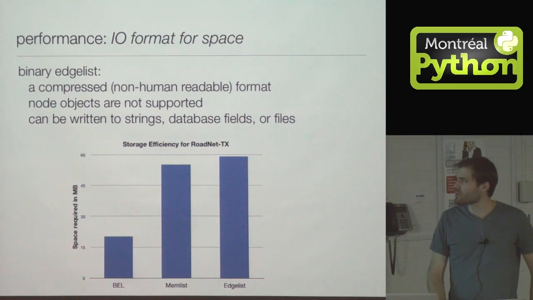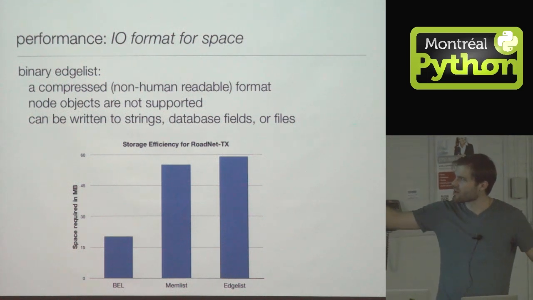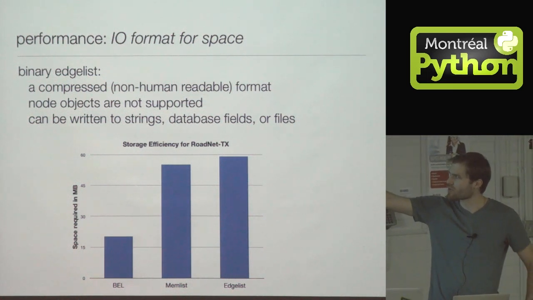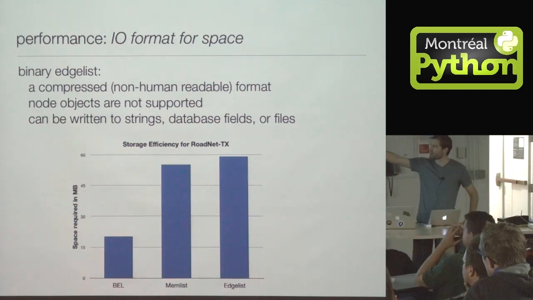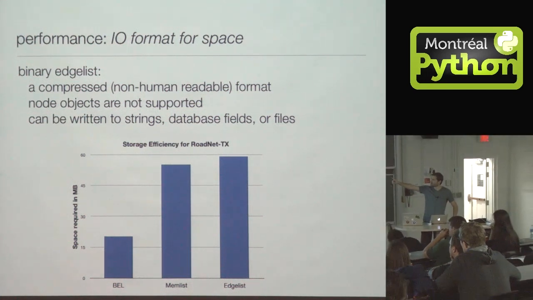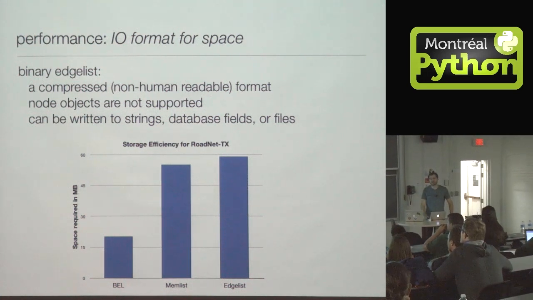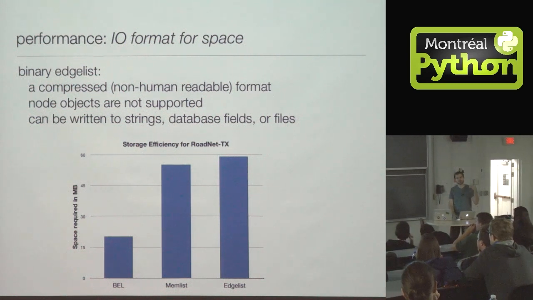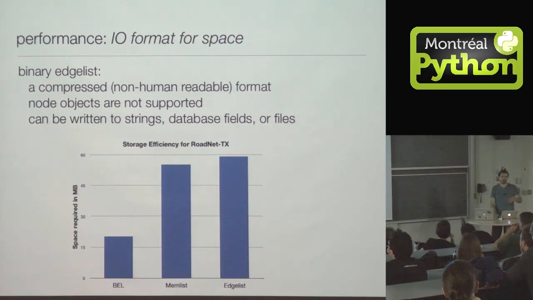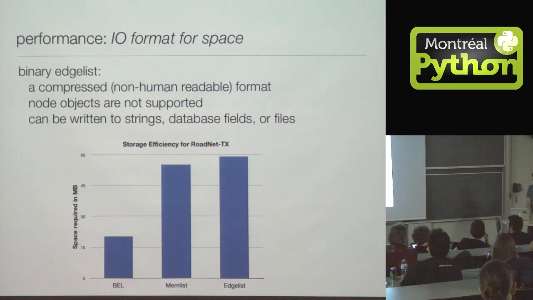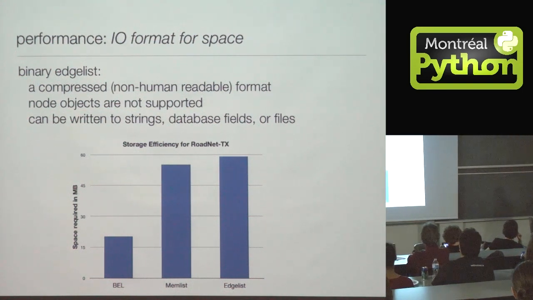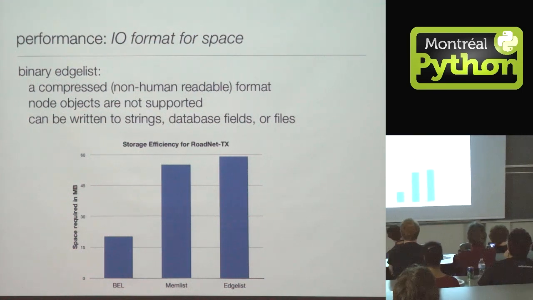We've invented something called a binary edge list. You can read about it on the website. But what's really interesting is not only is it very compressed, but it also can be written to database fields very easily. So you can use it for MongoDB. You can store it in MongoDB or MySQL. You can generate simulations and store these things to file in ways that we haven't been able to do before.